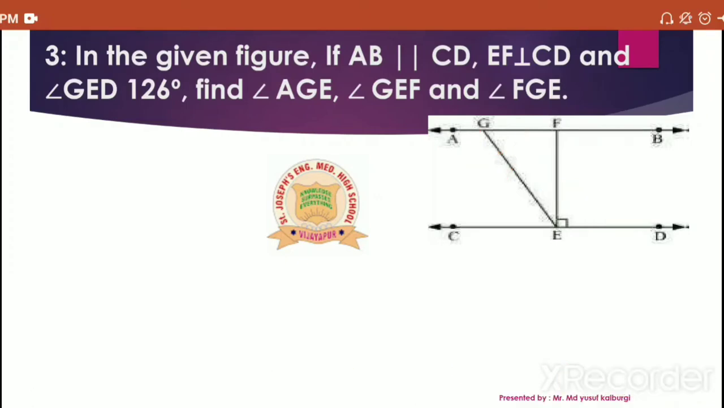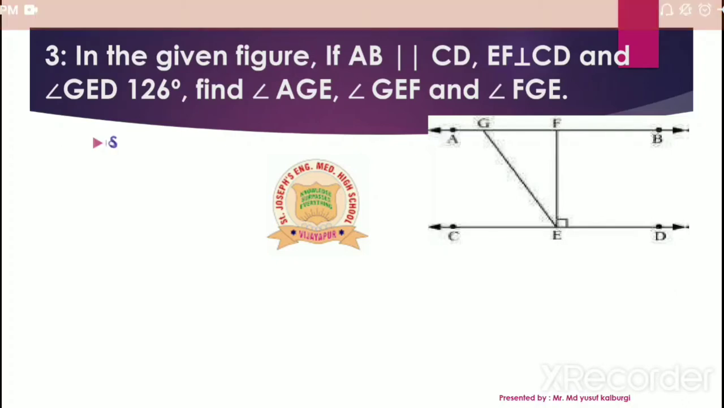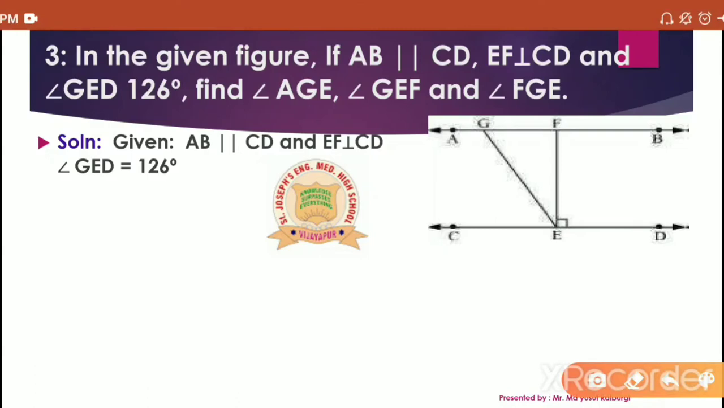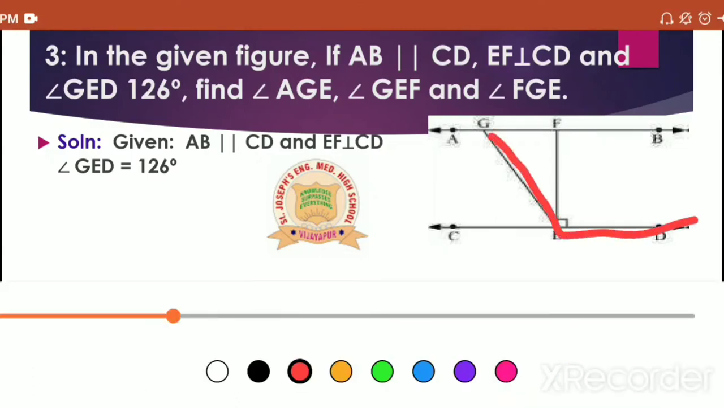So how to find out these angles? First thing, what we have got, that we are going to write. What we have got in the given figure: AB is parallel to CD, EF is perpendicular to CD, and GED is equal to 126 degrees. They have given this one. So next, just see the figure. Angle GED they have given. GED is a combination of two angles. Just observe, one angle is this one, the other angle is this one. If we add both, that will be equal to angle GED.